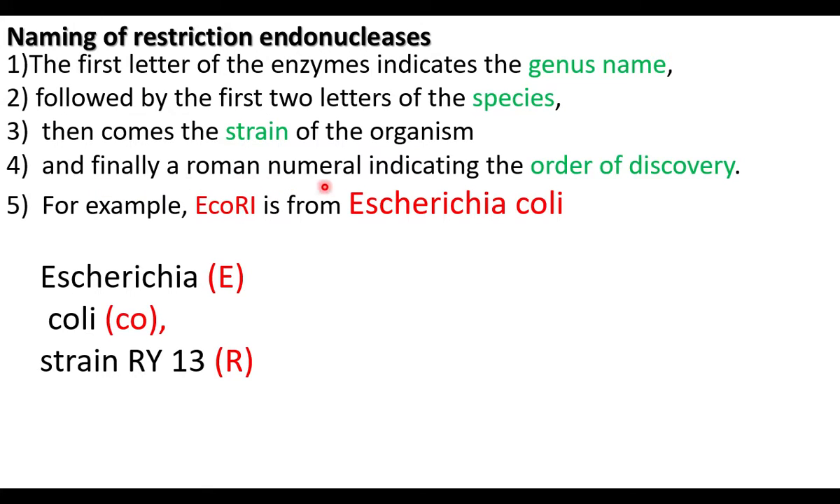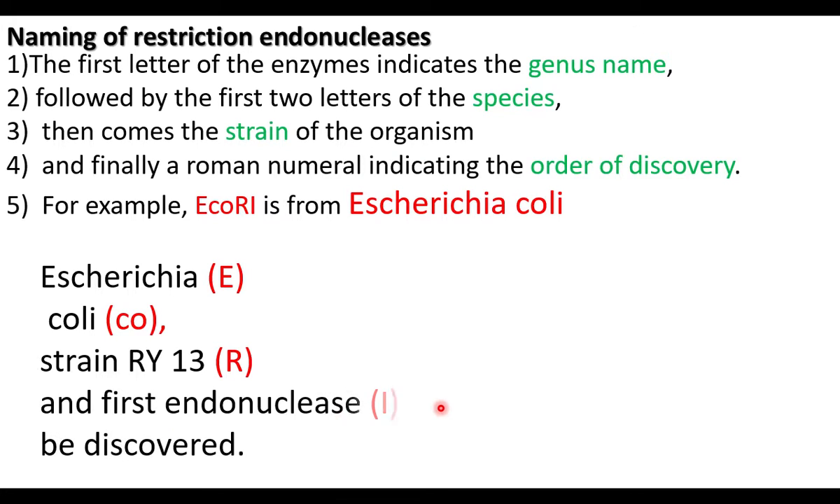Finally, the Roman numeral indicates the order of discovery. It was the first enzyme isolated from this bacteria, so the first endonuclease to be discovered. So I, EcoRI.